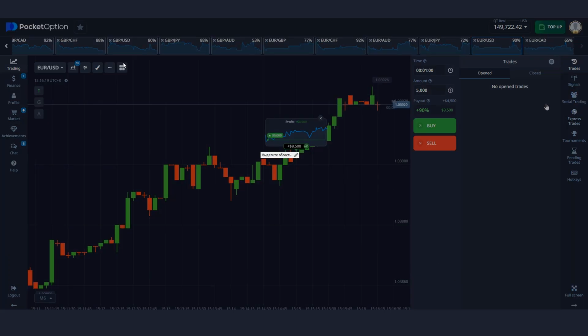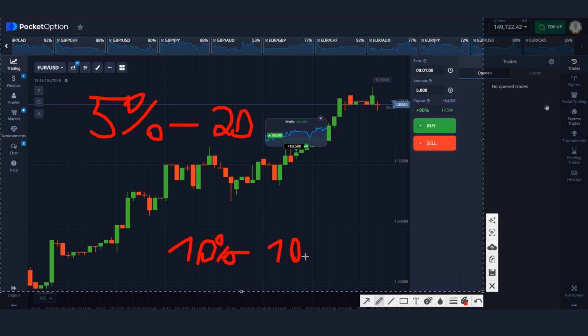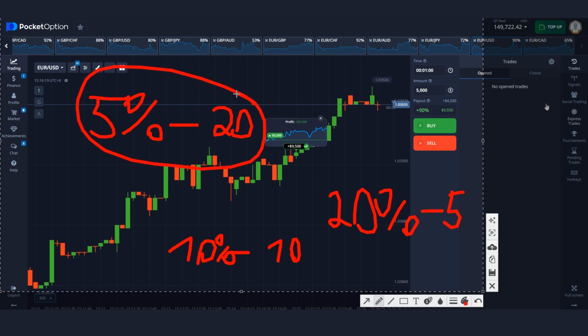You can use 2 strategies. You can use small percentages, for example, 5% in 20 trades. You can use 10% for 10 trades. Or you can go with 20% in just 5 trades. I definitely recommend that you start with the first option, since you'll be practicing and building your experience. And only after that, you can start using the second and third strategies.